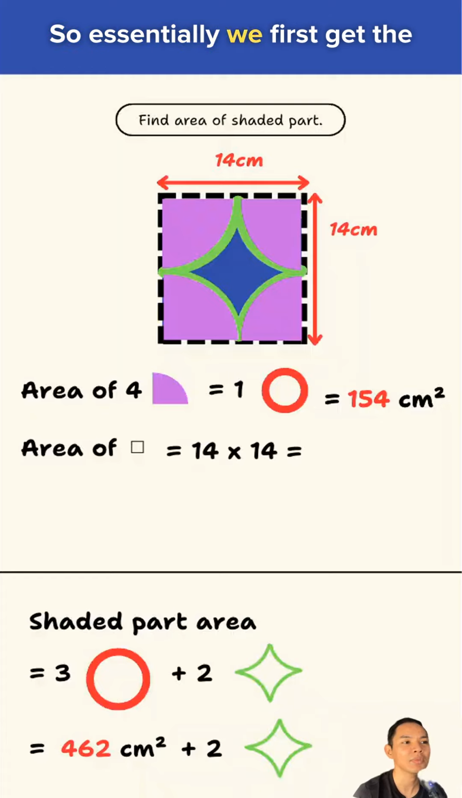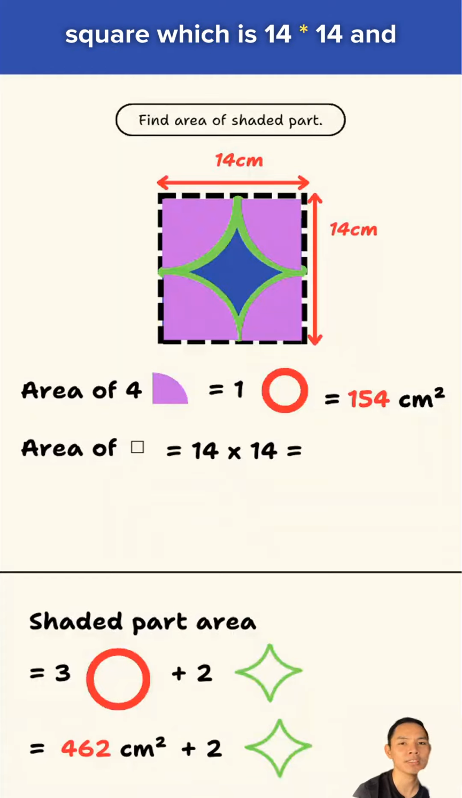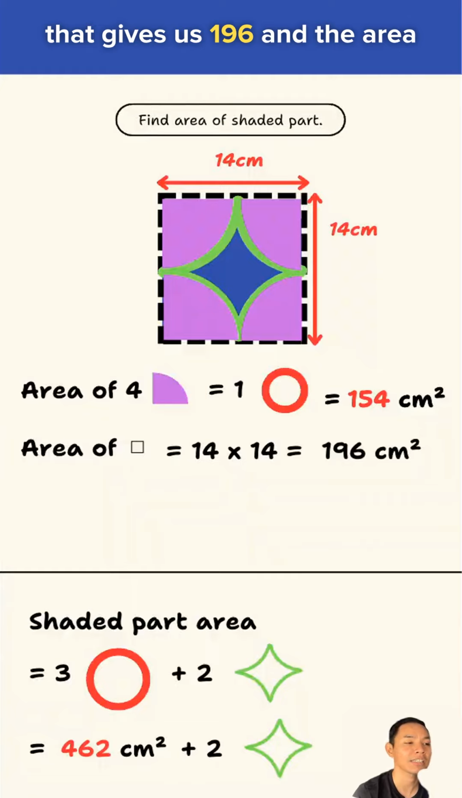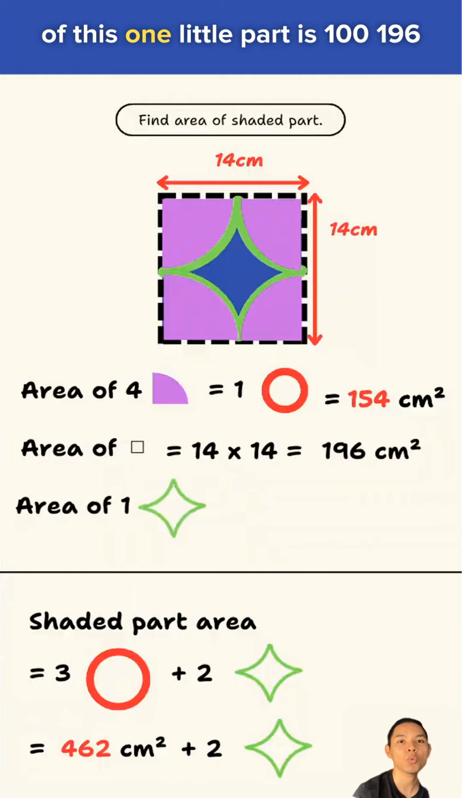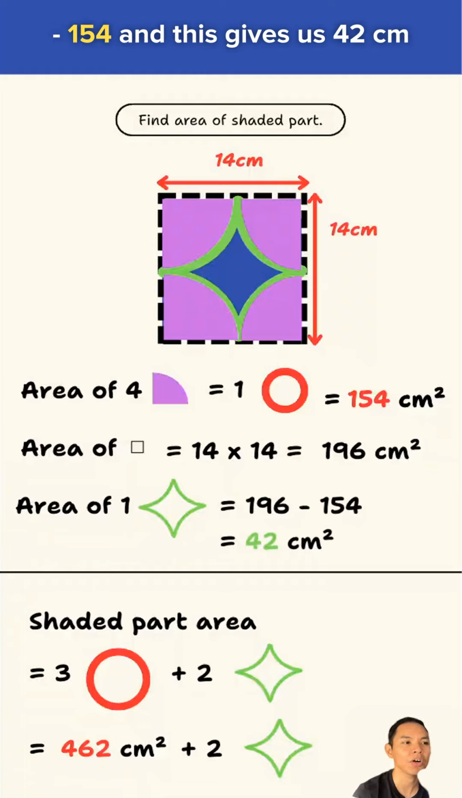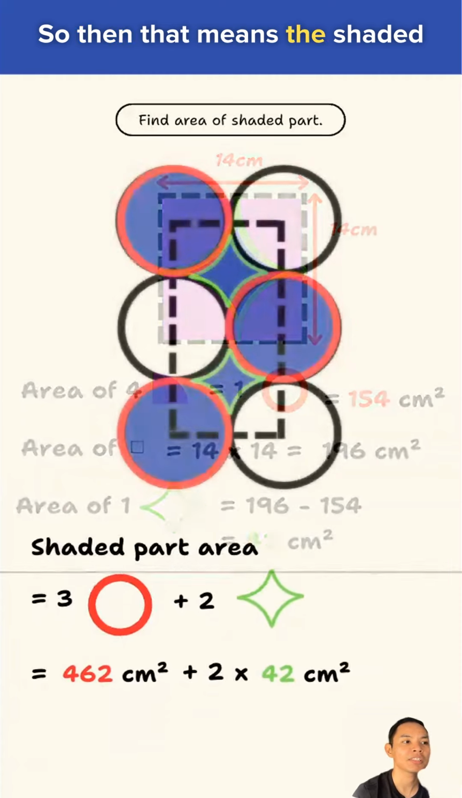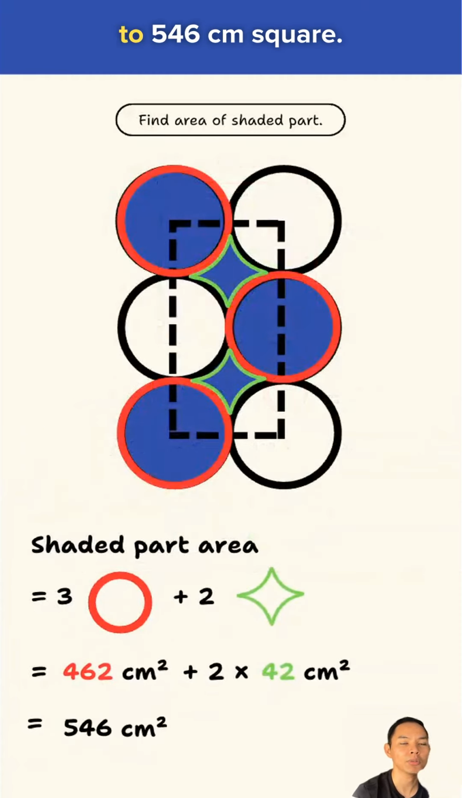So essentially, we first get the square, which is 14 times 14, and that gives us 196. And the area of this one little part is 196 minus 154, and this gives us 42 centimeters squared. So then that means the shaded part area would be equal to 546 centimeters squared.